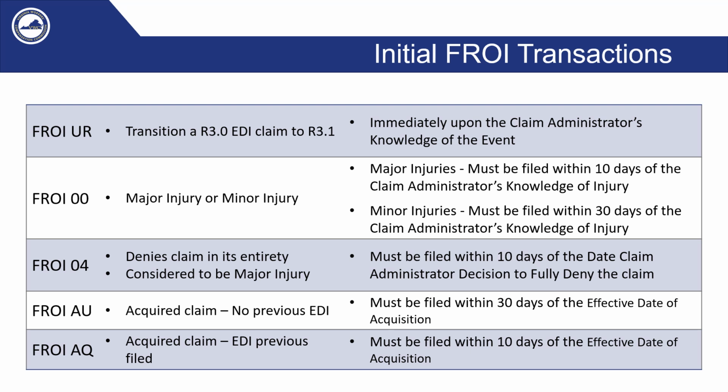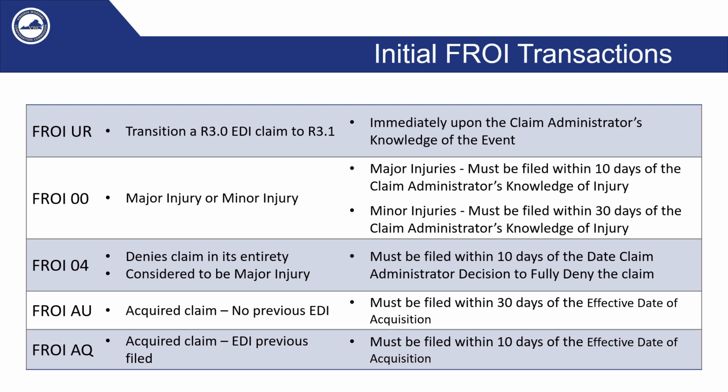Initial FROI transactions. The FROI UR is used to transition a Release 3.0 claim to Release 3.1 and is to be filed immediately upon the claim administrator's knowledge of the event. The FROI 00 is used to report major and minor claims. As previously mentioned, major claims must be filed within 10 days of the claim administrator's knowledge of the injury, and minor claims must be filed within 30 days of the claim administrator's knowledge of the injury.